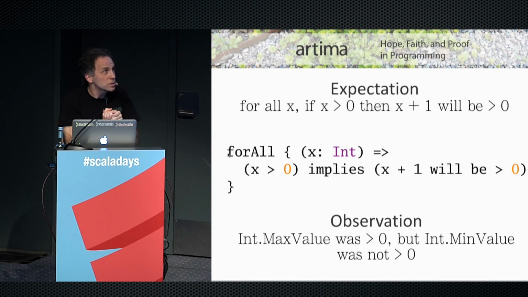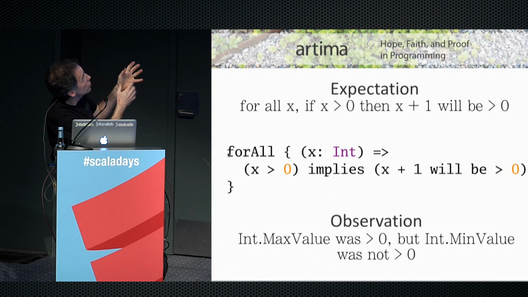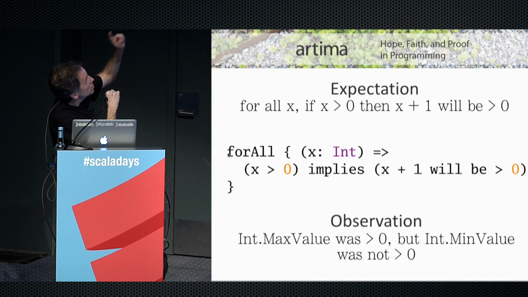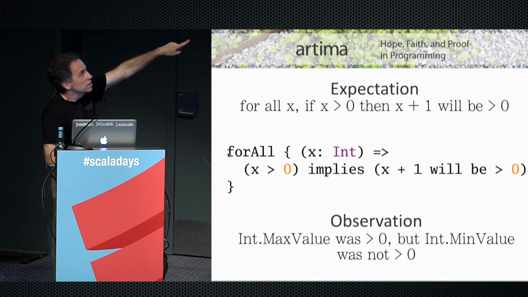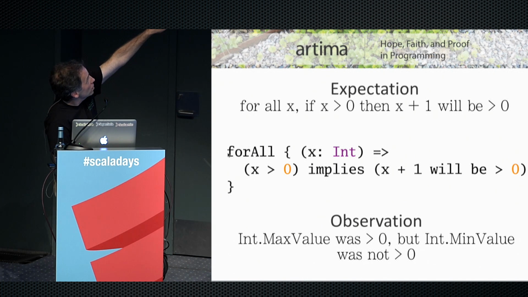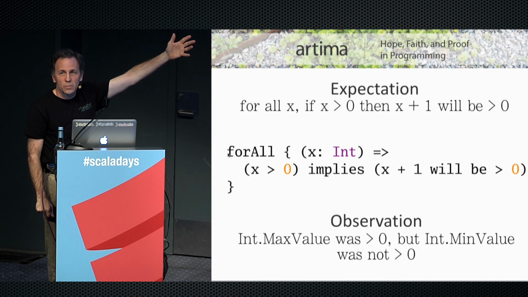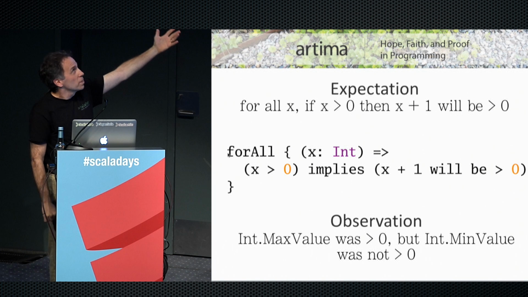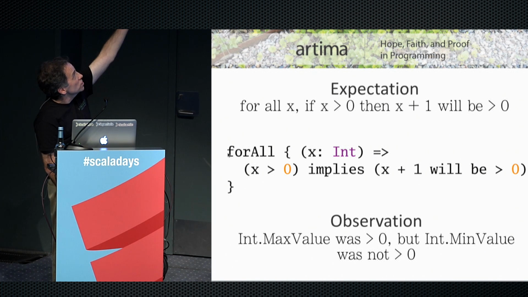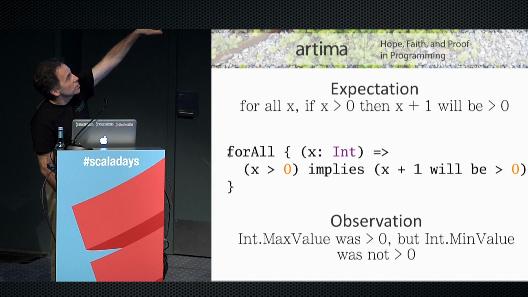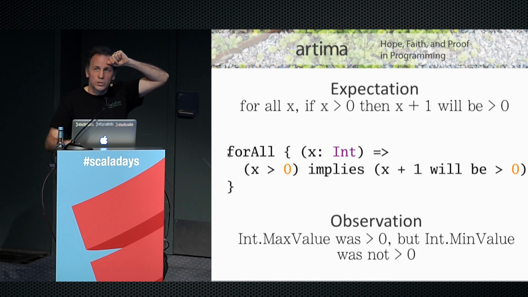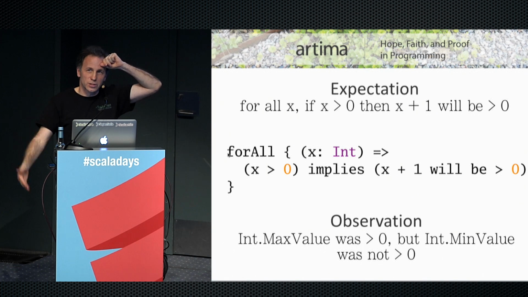What this is using logic for is for expressing expectations and observations. So when I say for all x, integers x greater than 0 implies x plus 1 will be greater than 0, that statement of logic can be mapped to this expectation in English: for all x, if x is greater than 0, then x plus 1 will be greater than 0, which is different than saying that it's true. It's saying I'm kind of expecting that's going to be true.